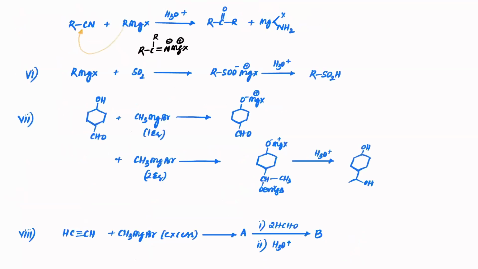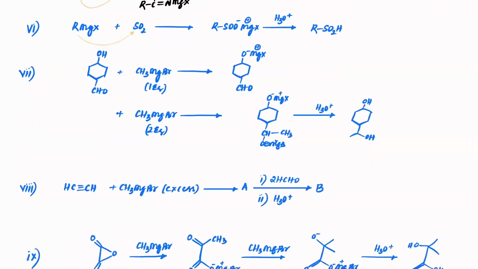Just like how we have reacted RMgX with carbon dioxide, the same type of reaction happens here also, where R minus connects to SO2. You will get this as RSOO minus, and then on hydrolysis you will get alkyl sulfurous acid.